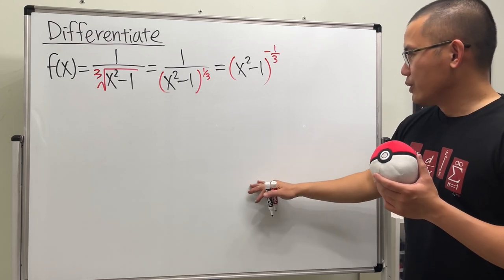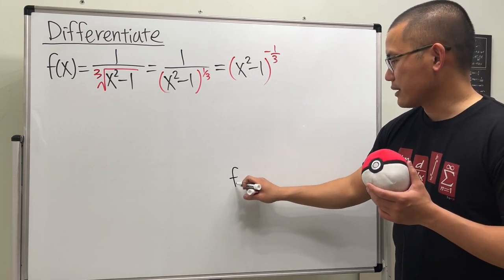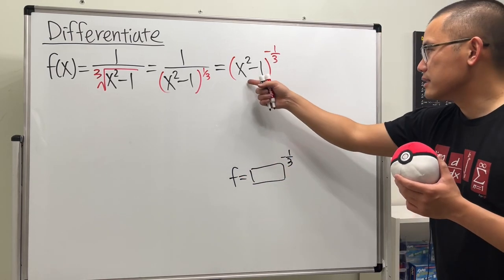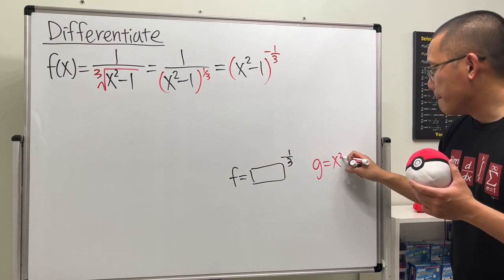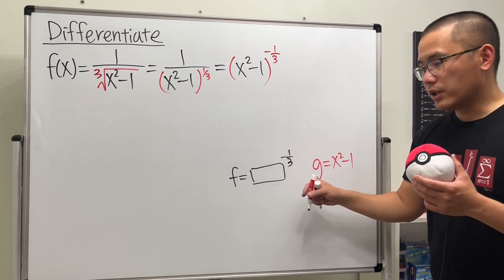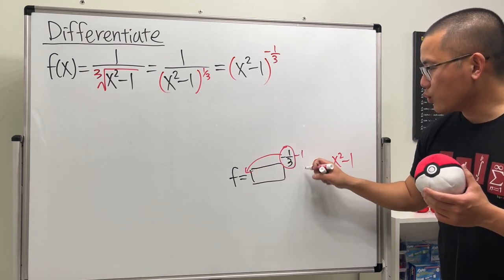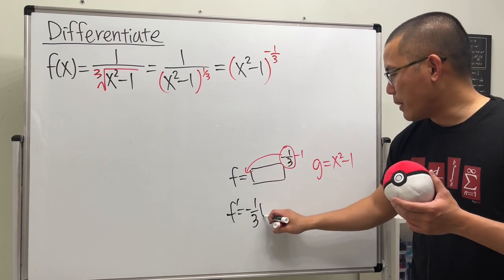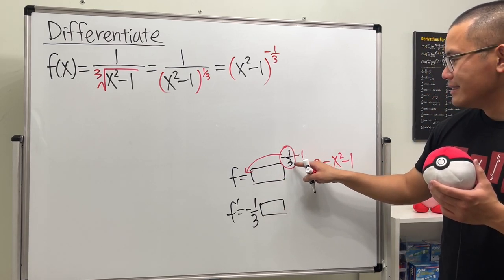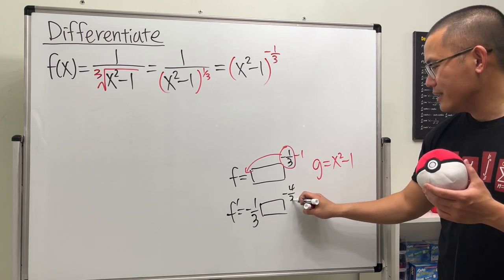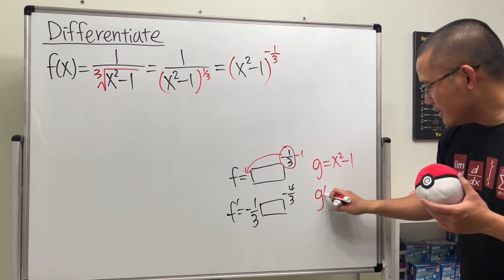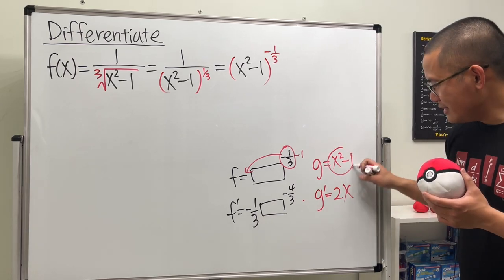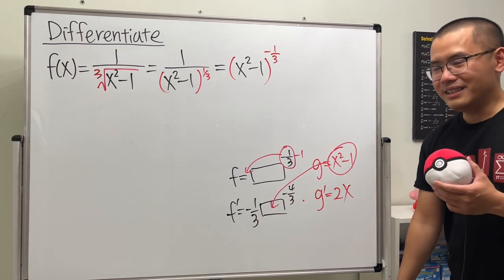Okay, so let me just do the work right here for you guys. So the outside function, I will just write it down like this. So we have a box raised to the negative 1 third. And then the inside is this, which is just x squared minus 1. Differentiating this, we can just use the power rule, bring the power to the front, minus 1. So the outside function will give you the derivative, negative 1 third, and then we will have a box. And then negative 1 third minus 1 is negative 4 over 3. All right? And then we differentiate this, we get just 2x. Pretty good. And of course, here's the thing. We put this inside the box and we multiply, and that will be the answer.